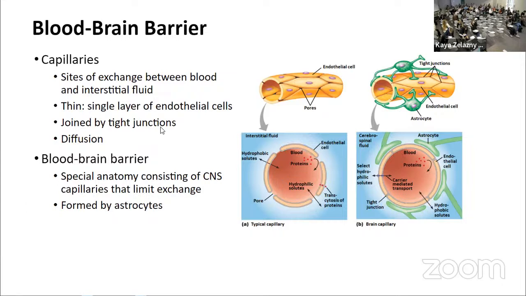This is important when you think about what medications could get into your brain, what type of pathogens could get into your brain. Knowing that we have this separation between the blood and the brain in specific that's different than in the rest of the body is important to eventually understanding those things.